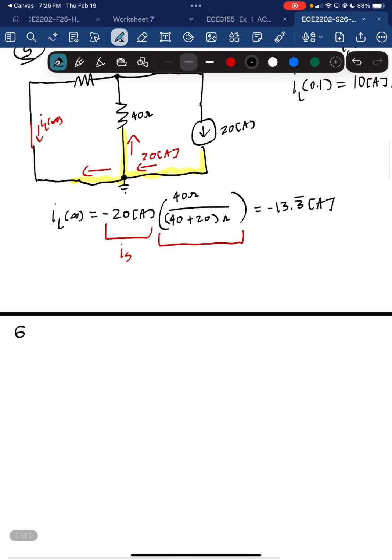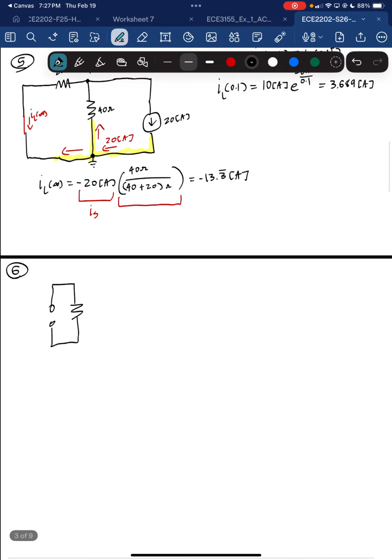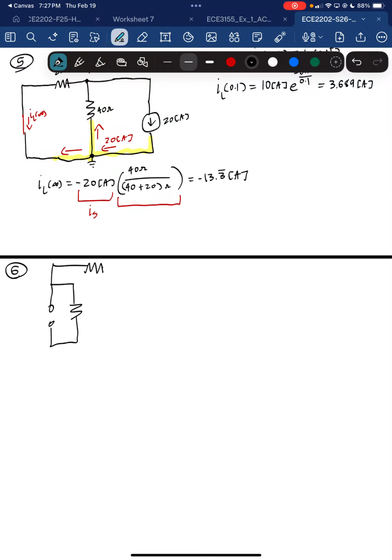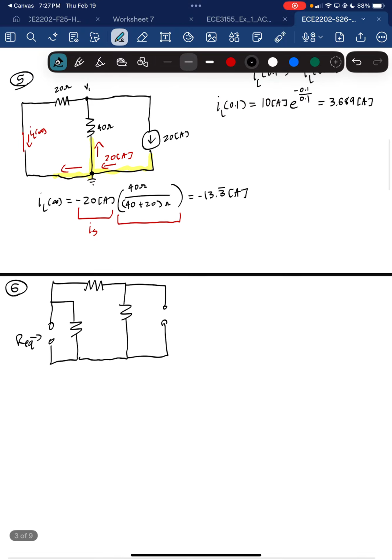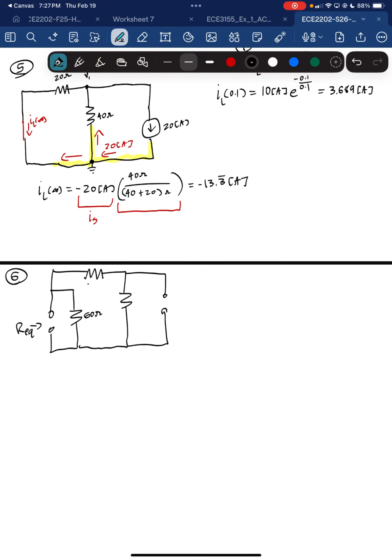Now we are going to solve for our second time constant. And the procedure here is pretty similar, right? We remove the inductor, replace it with terminals, and solve for the equivalent resistance as seen by those two terminals, which is 60 ohms, 20 ohms, 40 ohms, right?